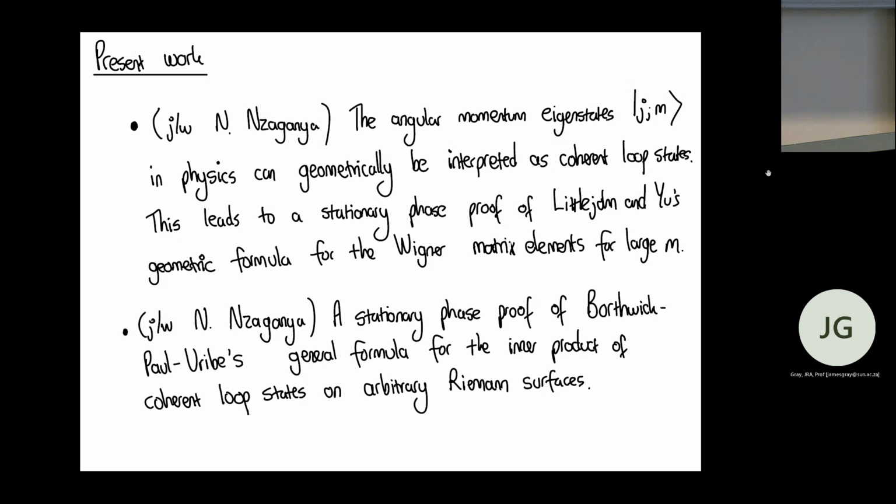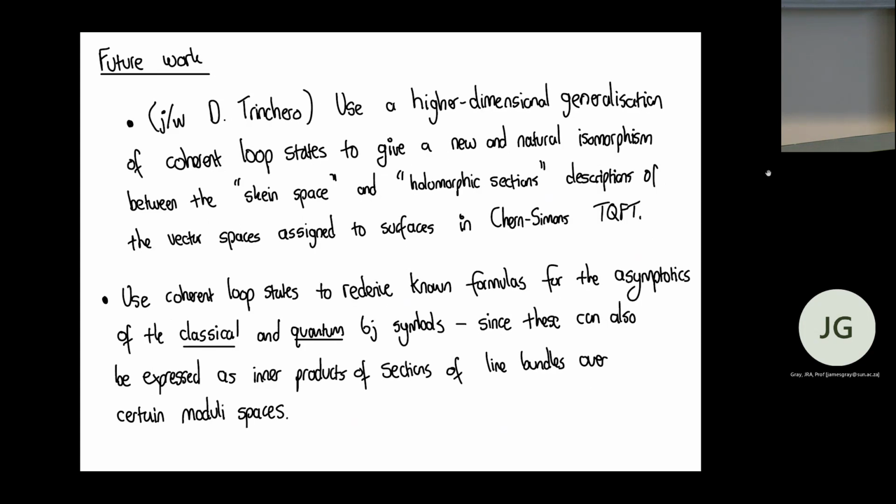Another thing that we've done is that we're busy giving a stationary phase proof of Borthwick, Paul, and Uribe's general formula for the inner product of coherent loop states in arbitrary Riemann surfaces. That's as far as Nzaganya's project goes.